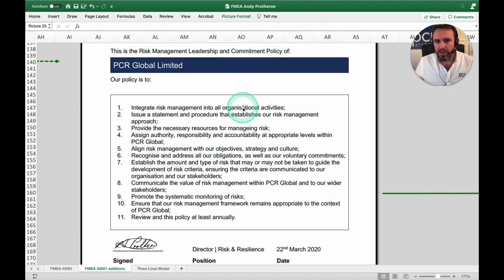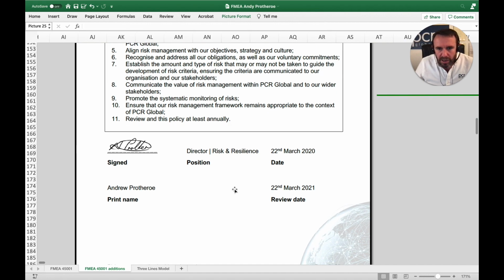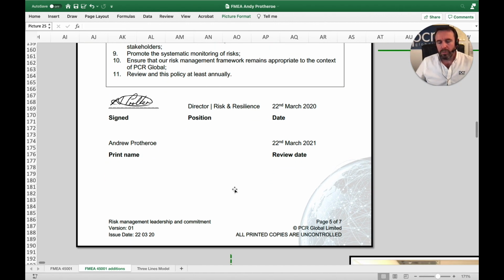Integrate risk management into organisation activities. Issue a statement and procedure that establishes our risk management approach, provide the necessary resources, assign authority, responsibility, accountability at appropriate levels, align risk management with our objective, strategy and culture. We have all of these. You can pause this to have a look at it, but this is important. Each and every one of those is important. It's going to be signed and we're going to have a review date on it as well.